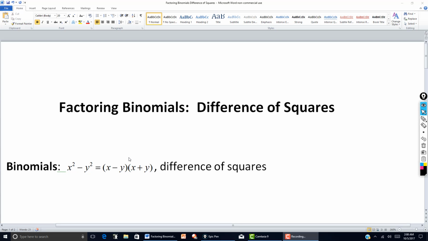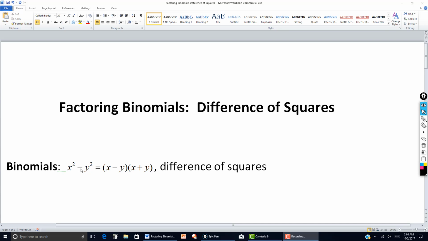In the next few videos, we'll be looking at factoring of binomials, the different formulas that you can use. We're going to start with the difference of squares. In between these videos, I'll also look at videos pertaining to plumbing, so be looking out for those.